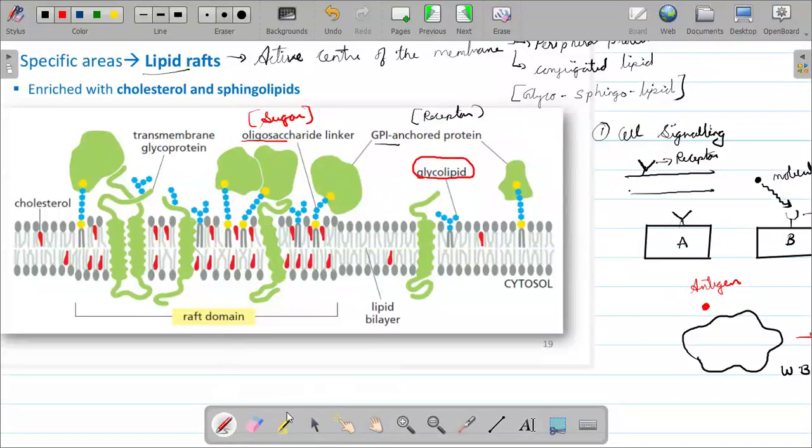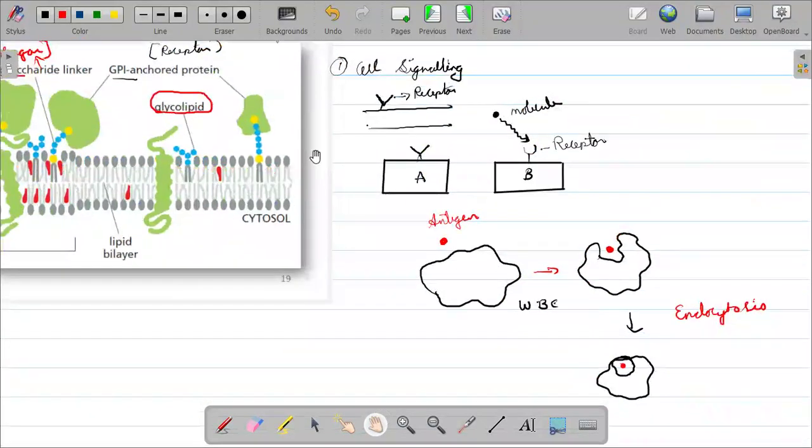Are you able to understand? Oligosaccharide means sugar, so sugar units are combining with this GPI anchored protein. Along with glycolipid, they help in recognizing the foreign particle and consuming it by a process called endocytosis. Endo means inside, cytosis means cellular movement. A cell is eating another cell.